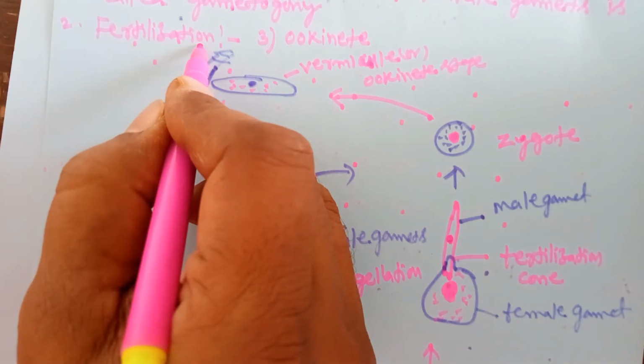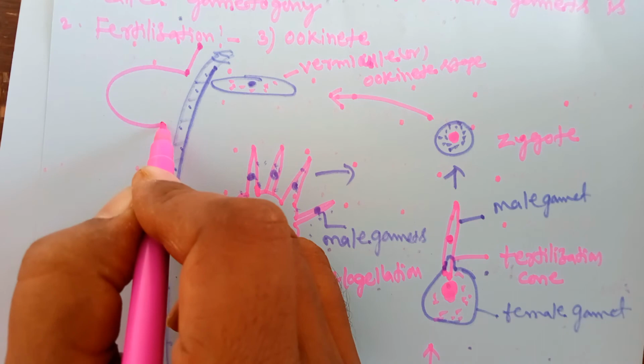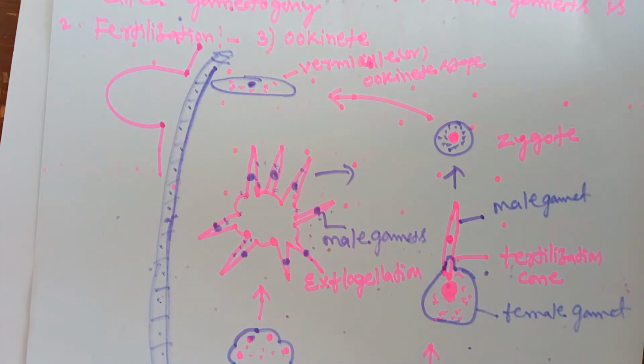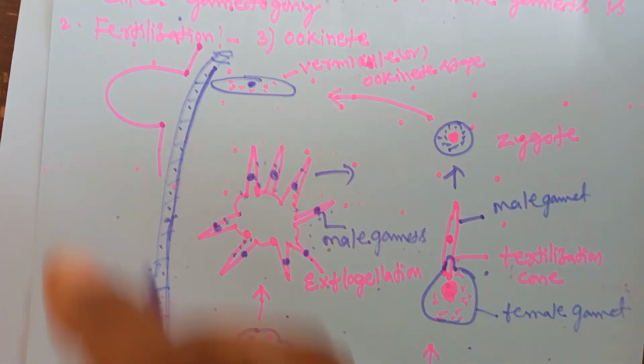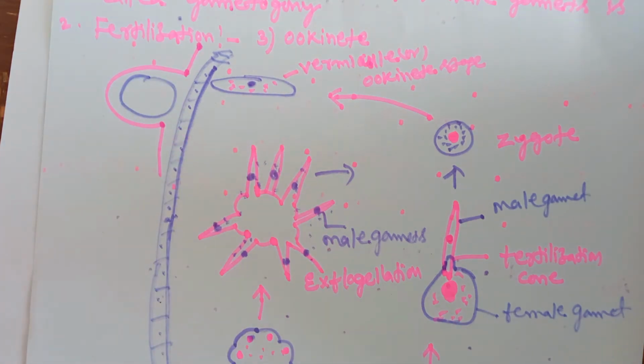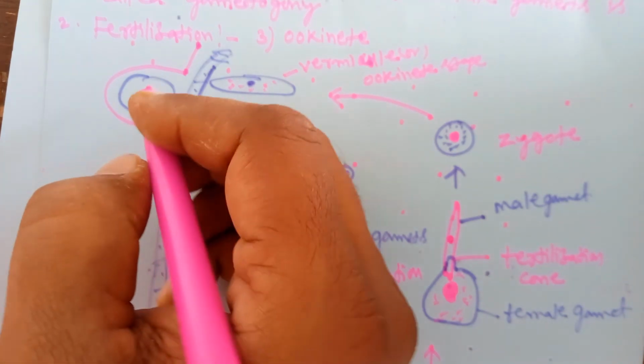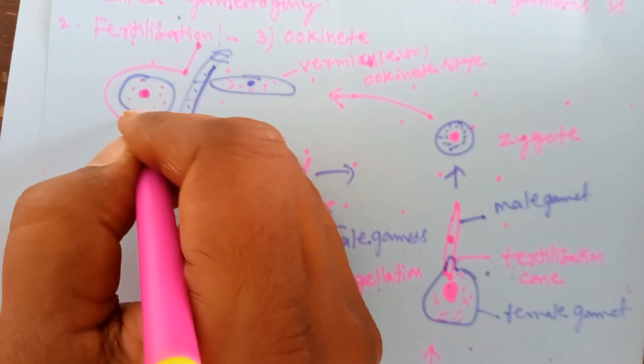Below the mosquito crop wall, around its body one cyst develops. This stage is called the oocyst stage.